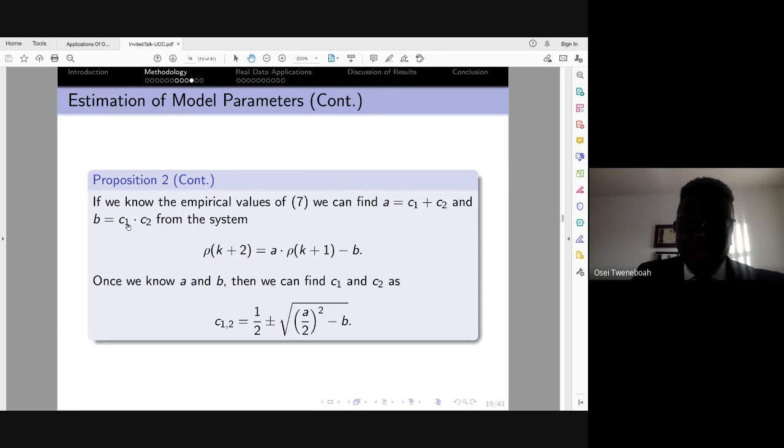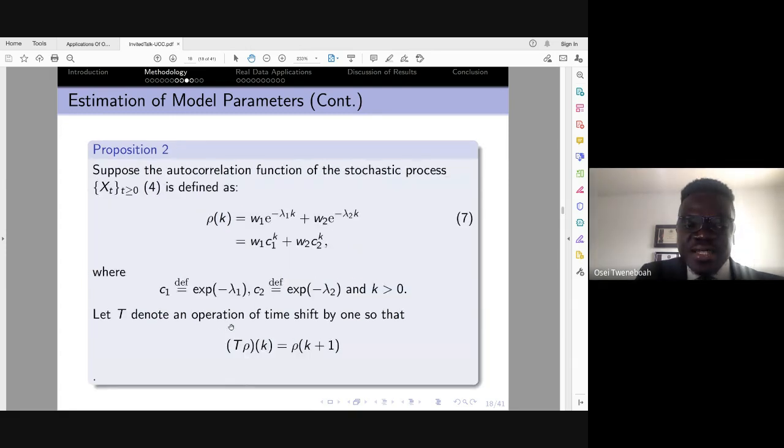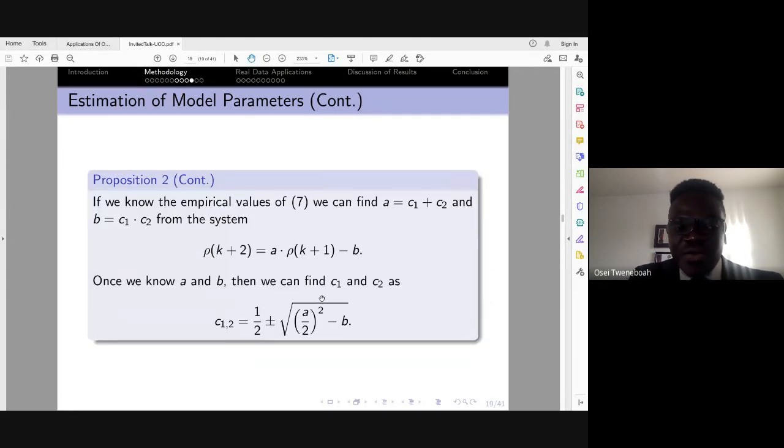So in place of C1, we have A minus C2, times C2. If you solve it, that becomes a quadratic equation, and the solution of that quadratic equation is given by this formula here. The whole goal is that once you have A and B, you can plug them in to get C1 and C2. And remember, once you obtain C1 and C2, you can obtain the values of lambda 1 and lambda 2. I think this is a very interesting algorithm that we developed.